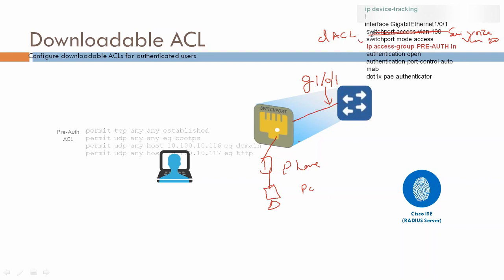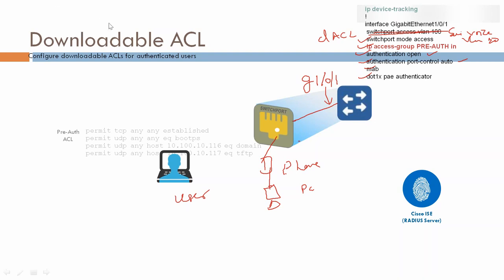Then switchport mode access, this is okay. You can use this access group. At that time, you have to use authentication open. Authentication port-control, that's correct. MAB is for a printer or other type of authentication if you are using. .1X you use if you have a user connected. So those things will come.